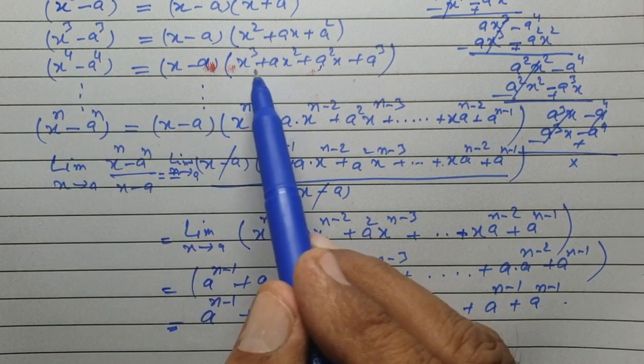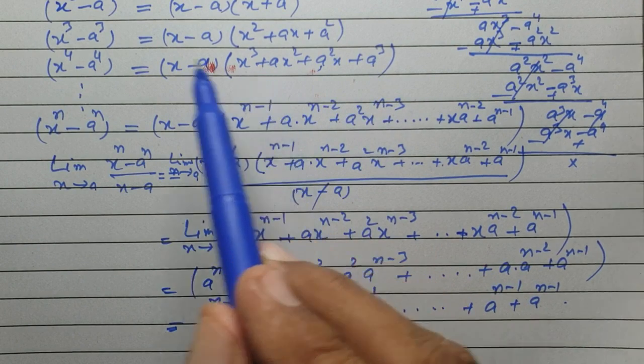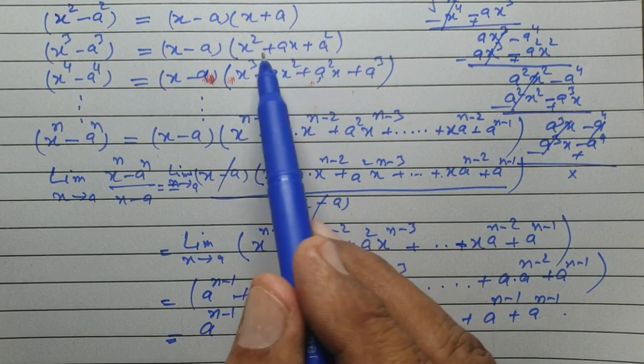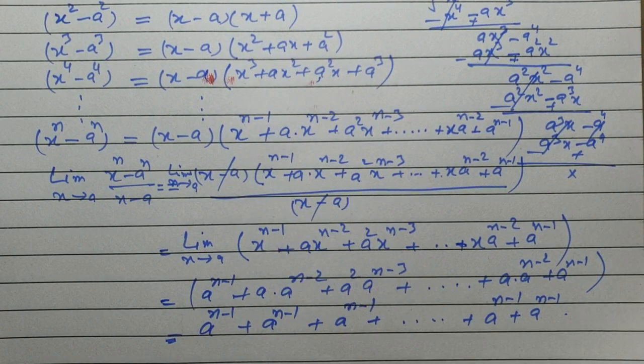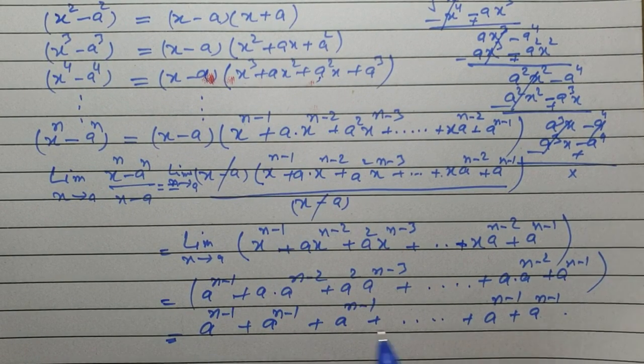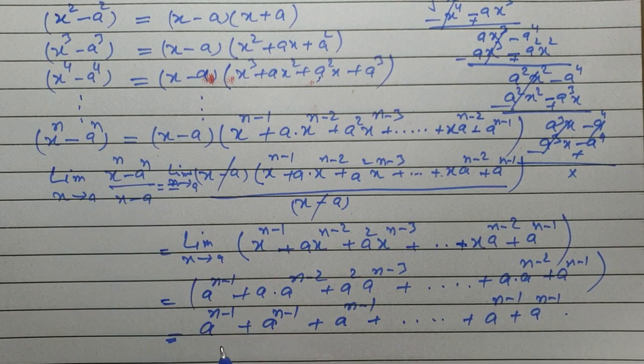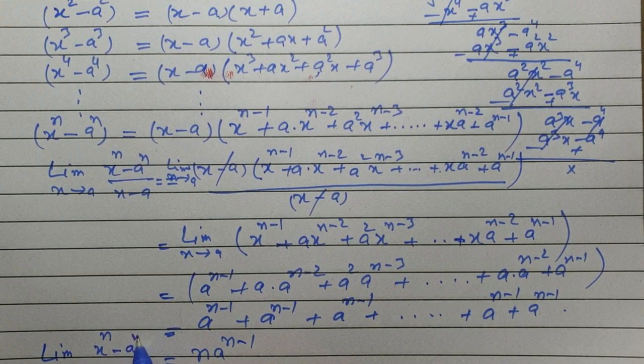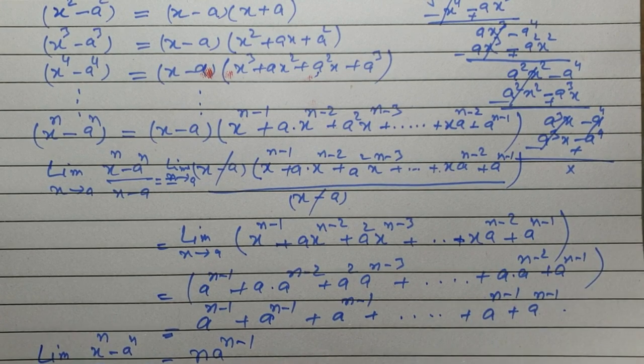Here power was 4. There were 4 terms here. It is power 3. And there are 3 terms here. So therefore it is power n and there are n terms. We can write n a raised to power n minus 1. Limit x tends to a, x raised to power n minus a raised to power n over x minus a.